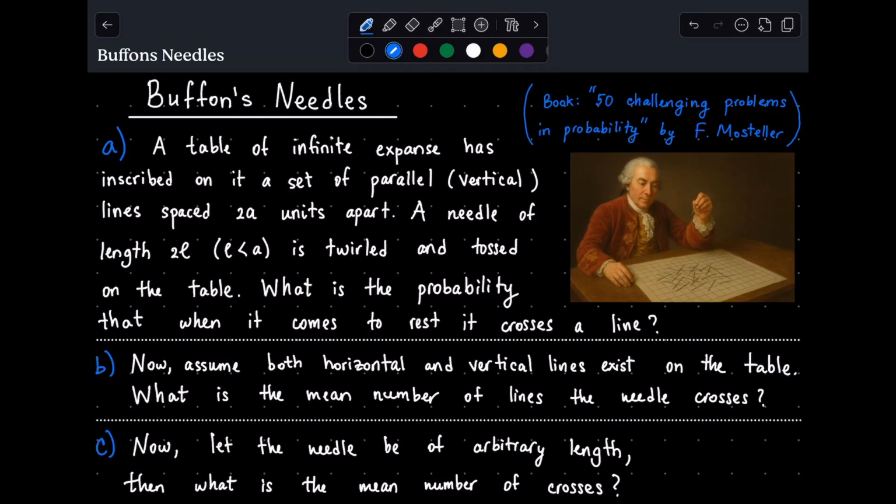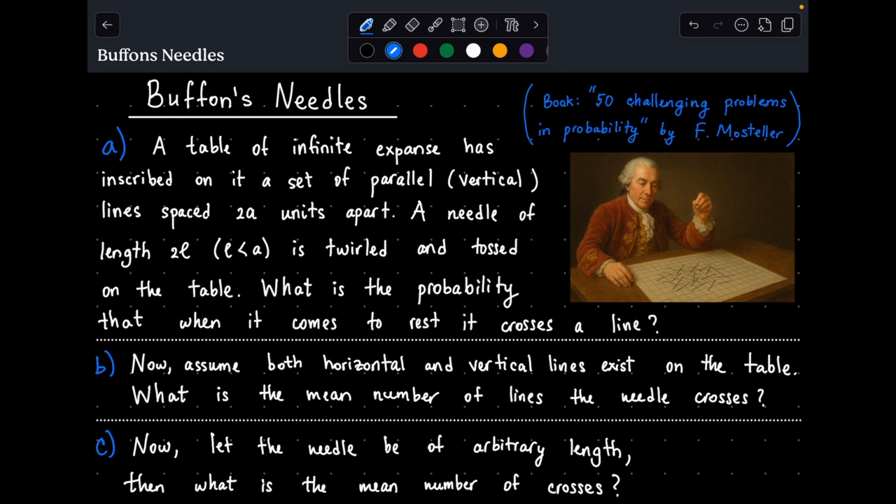Buffon's needle. Part A. A table of infinite expanse has inscribed on it a set of parallel lines spaced 2a units apart. A needle of length 2l, smaller than 2a, is twirled and tossed on the table. What is the probability that when it comes to rest it crosses a line?